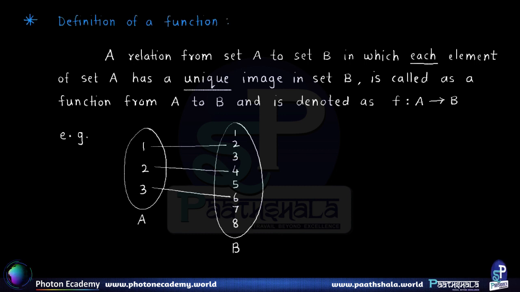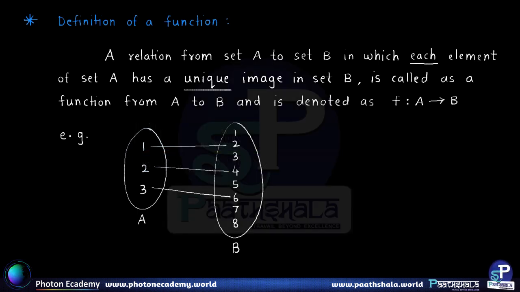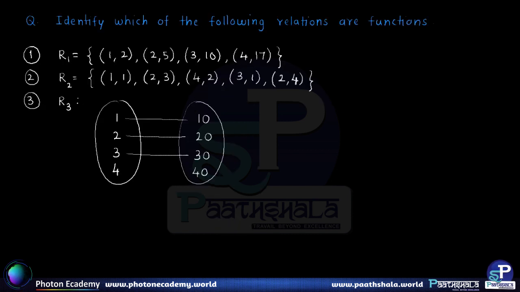By unique we mean there are no two different images of a particular element in the first set. So that means if we have something like this, say element 1 has two images 2 and 4, then that is not allowed in a function. Alright, so that is the meaning of having a unique image in set B. So let us see some examples based on this definition of a function.